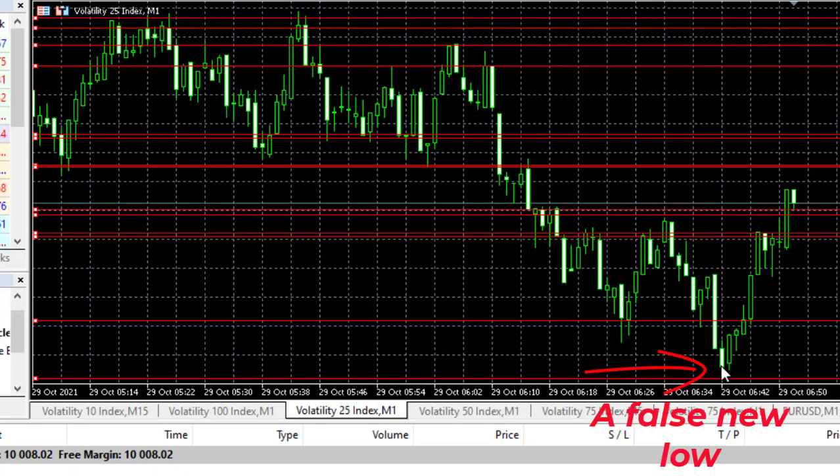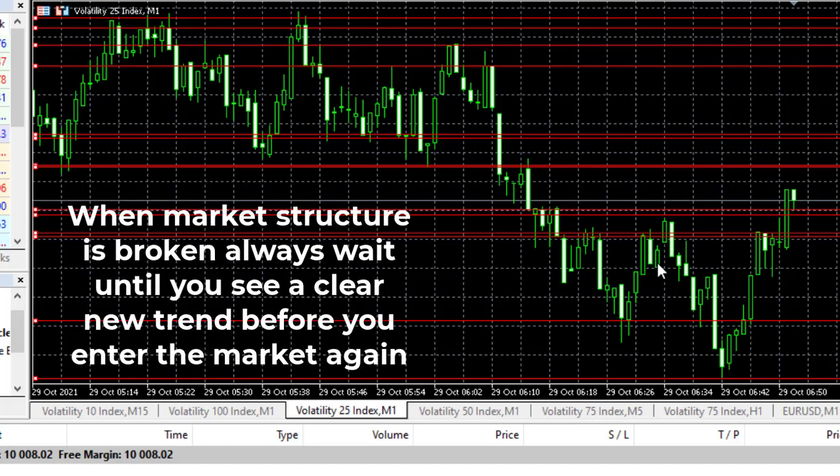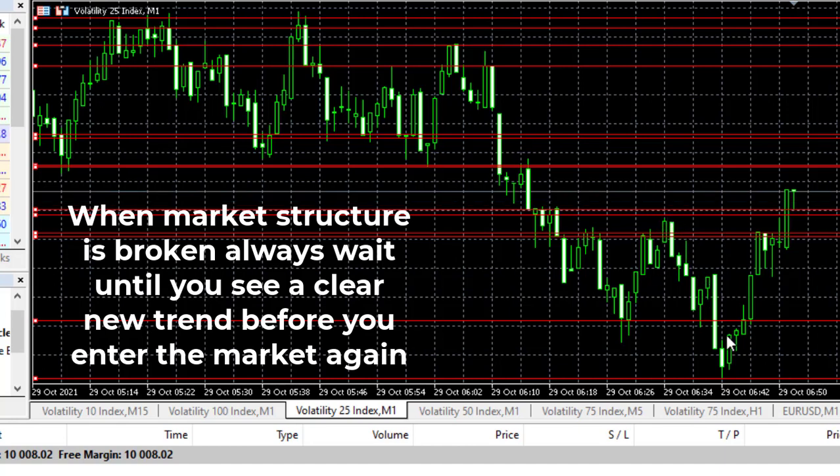Now, this is the trick point. This is where people usually lose money. Someone just looking at this, not taking note that this thing actually broke structure here, and not waiting. Remember, I always say when it breaks structure, wait until you see a clear new trend before you enter into the market again. After breaking, it just came down. There was no clear new trend here per se. Now we could say that it made a clear new trend here.